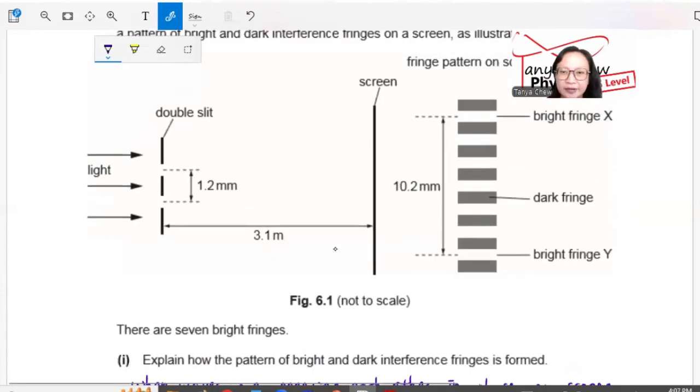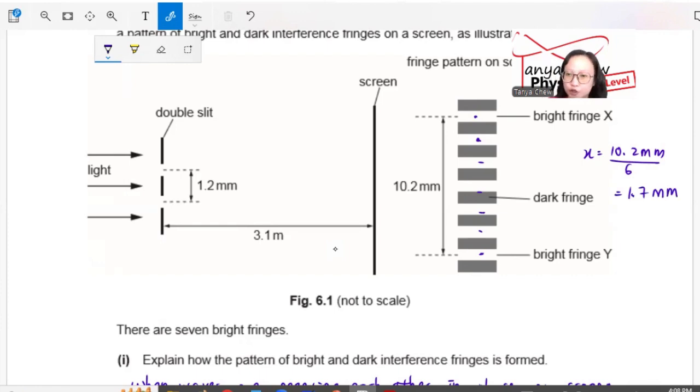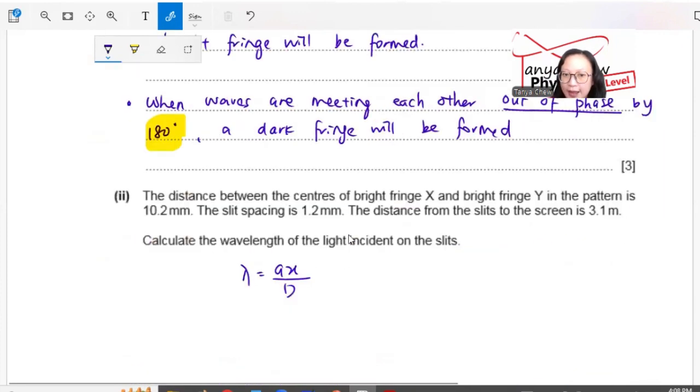Now, the problem is that they give me the distance between so many bright fringes, but I want X to be the distance from one bright to the next bright. So I have altogether 1, 2, 3, 4, 5, 6 bright fringes. To find X, X is equal to 10.2 mm divided by 6, which is equal to 1.7 mm. Don't make careless mistake. It is not 10.2. X must be the distance from one bright fringe to the next bright fringe, or one dark fringe to the next dark fringe. A is given as 1.2 times 10 to the power of -3.